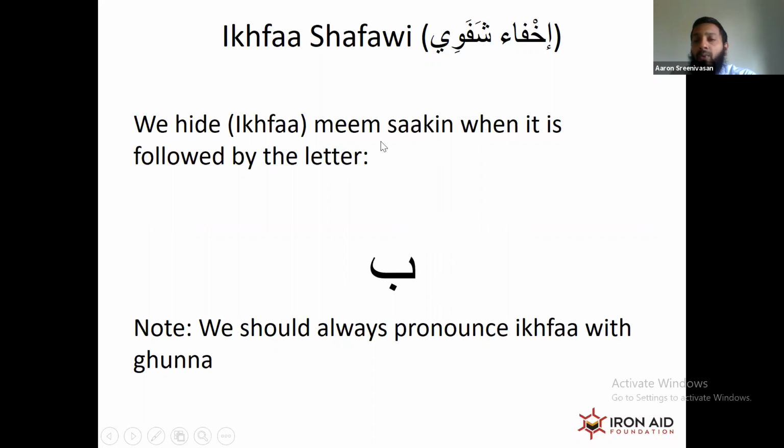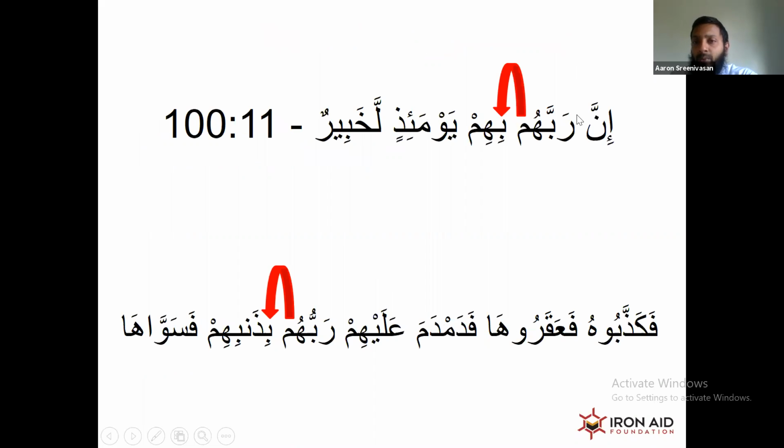So we hide meme sakin when it is followed by the letter ba. And the note here is that we should always pronounce ikhfa with ghunna, as we've already talked about. And therefore, when we hide the meme sakin, we're going to pronounce it with ghunna. So to clarify that, we've got some examples.